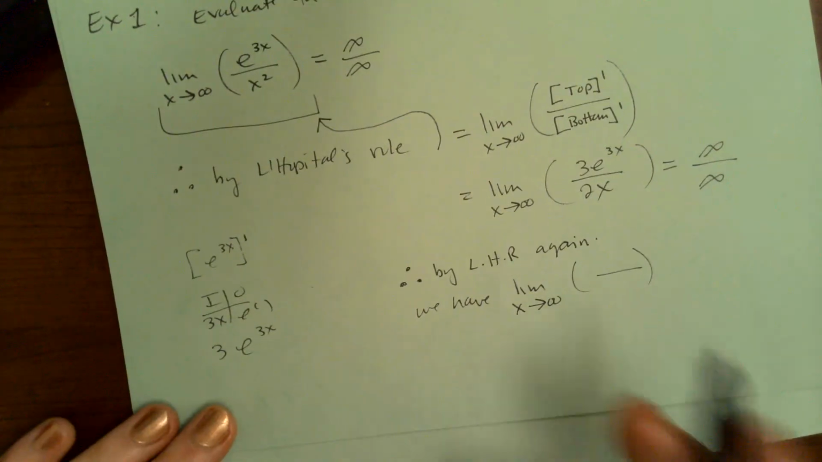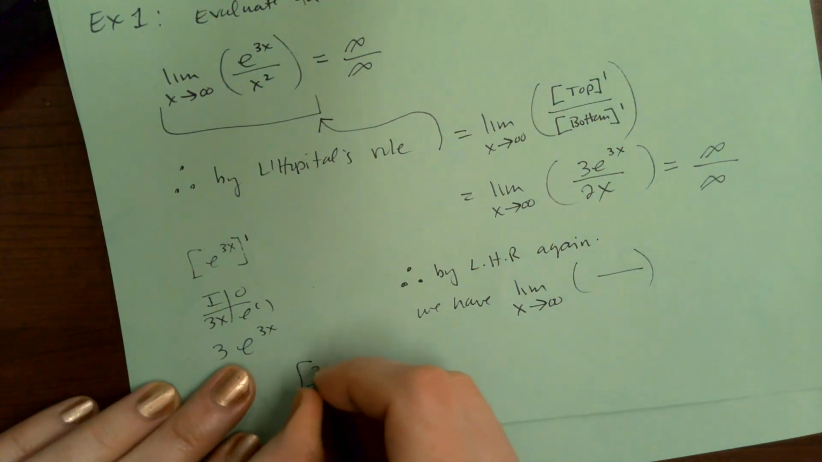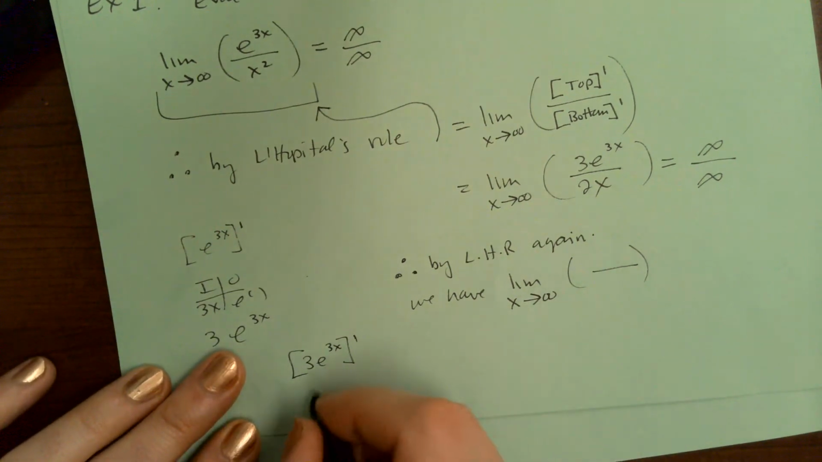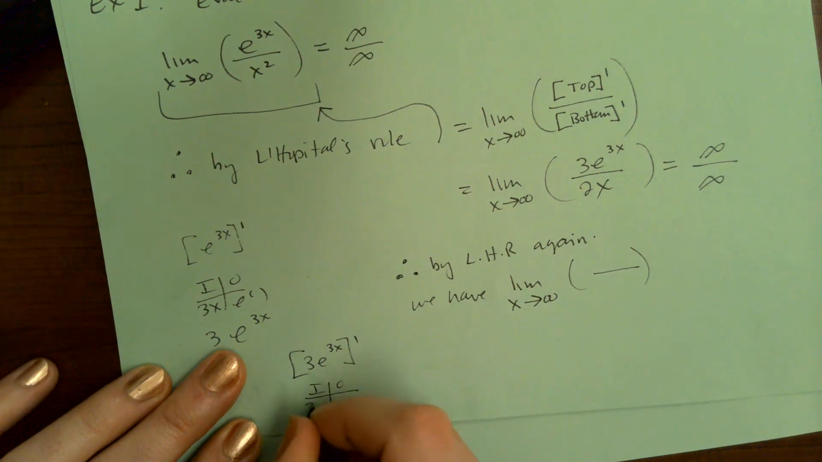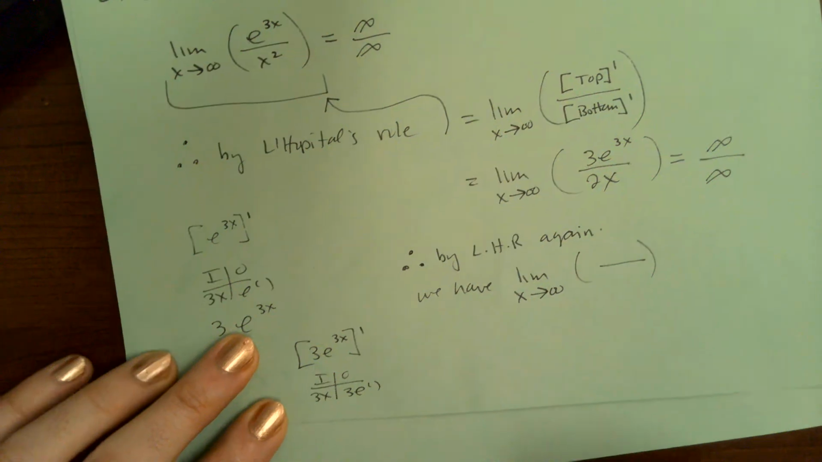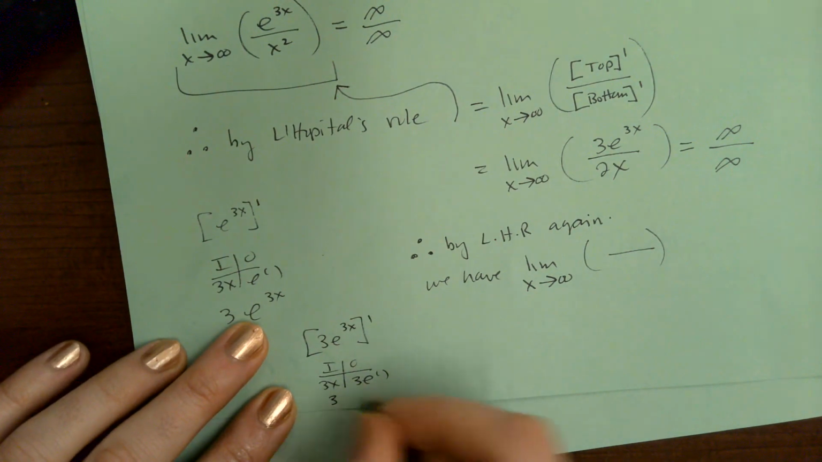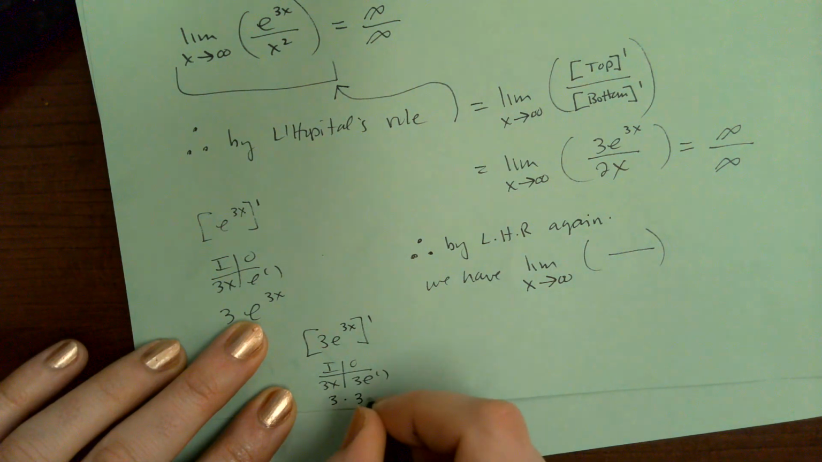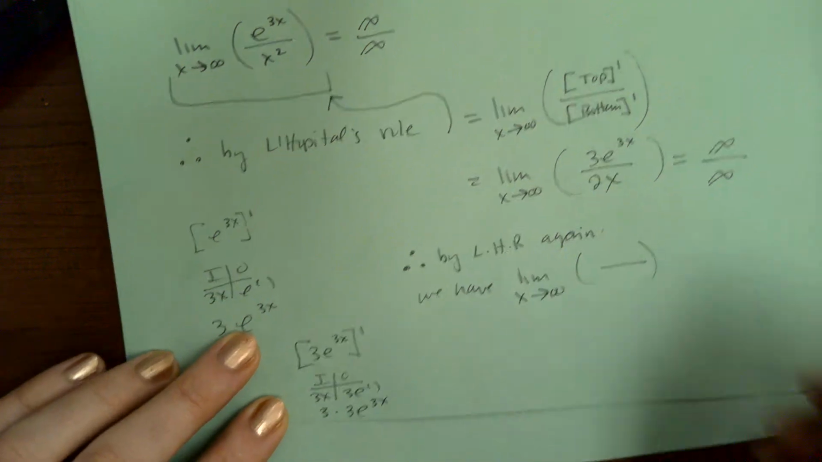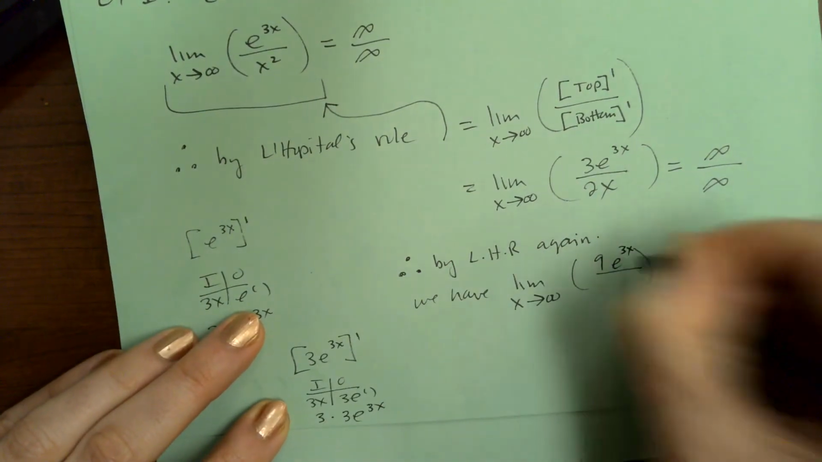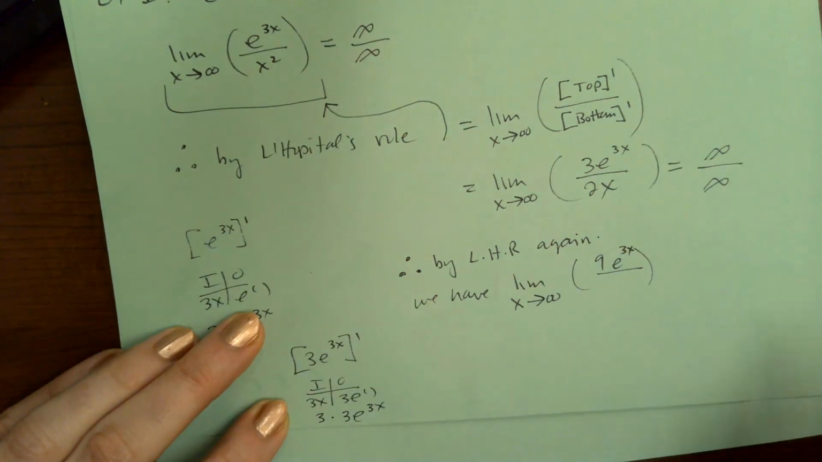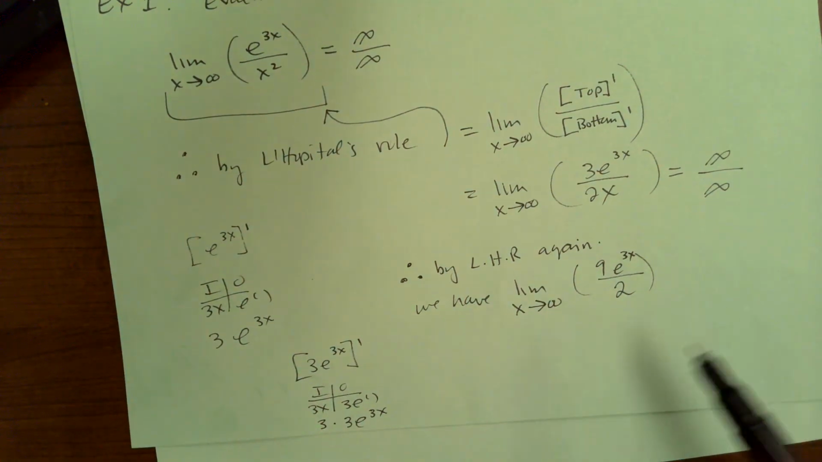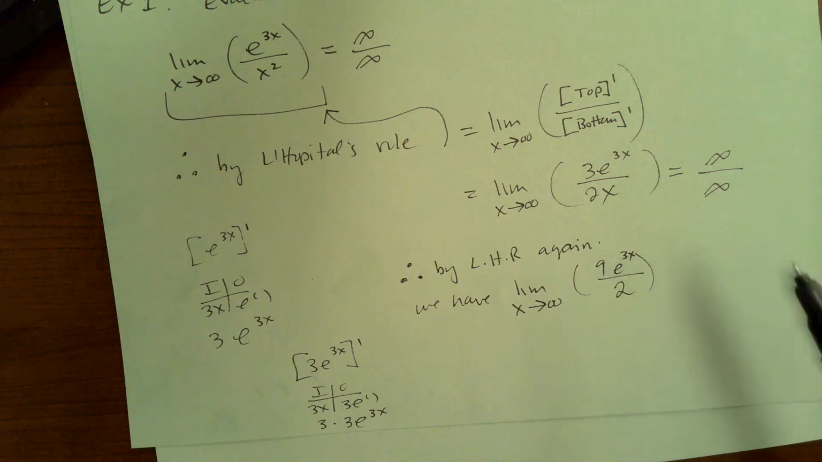So the derivative of the top, so this time I'm taking the derivative of this, all right? So inside, outside, so 3x, 3e to the blank. The derivative of 3x is 3. The derivative of 3e to the blank, this 3 is a coefficient, it just comes down. E to the 3x, so that's 9e to the 3x over just 2. Okay? And then you're plugging infinity in for the x.